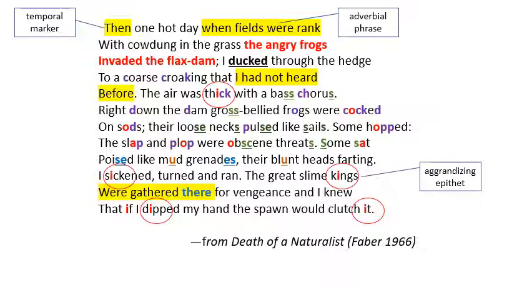Right down to the damp grass, gross-bellied frogs were cocked on sods. Their loose necks pulsed like sails. Some hopped. The slap and plop were obscene threats. Some sat poised like mud grenades, their blunt heads farting. I sickened, turned and ran. The great slime kings were gathered there for vengeance, and I knew that if I dipped my hand, the spawn would clutch it.